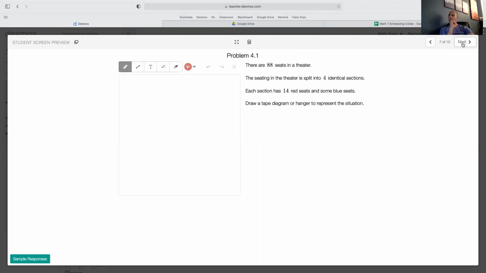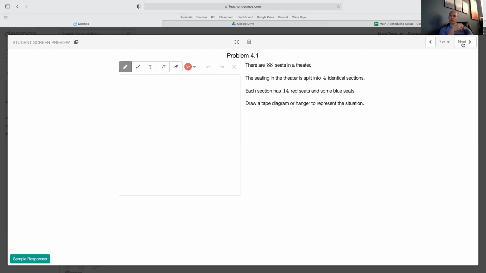All right, next one, slide number 7 or problem 4.1. There are 88 seats in the theater. The seating in the theater is split into 4 identical sections, okay? Each section has 14 red seats and some blue seats. Draw a tape diagram or hanger to represent this situation.